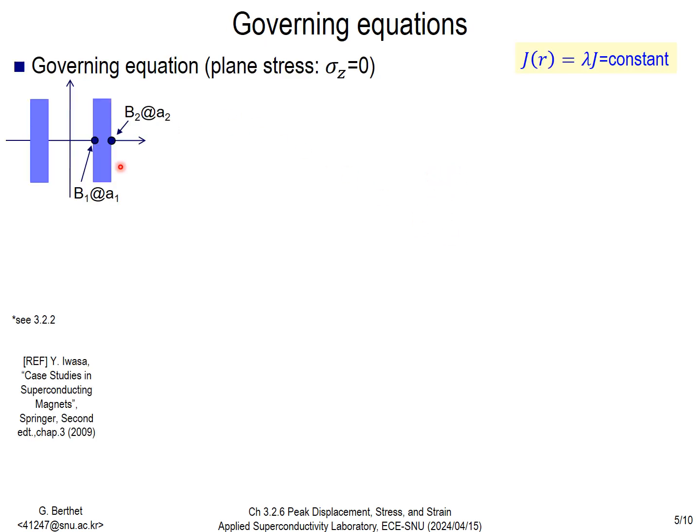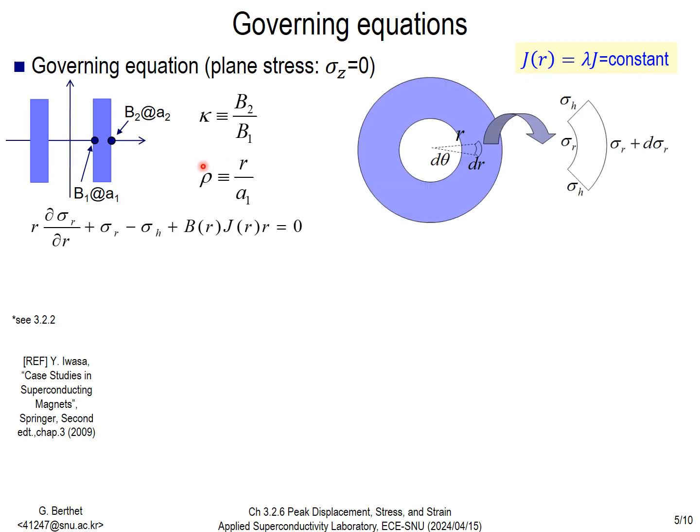Using this element, we can also solve the displacement for the Lorentz force-induced stress, also called BJR stress, in the plane stress case. Considering a magnet that produces a magnetic field B1 at its innermost turn and B2 at its outermost turn with a current density constant over the plane, we can make this equation based on force equilibrium, the first term being the accumulation of the force felt by each inner element on the element studied, the radial stress, the hoop stress, and the BJR stress.